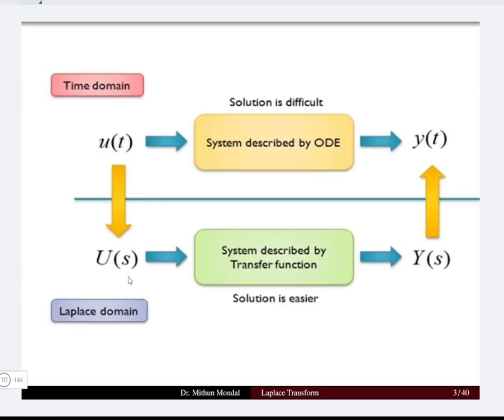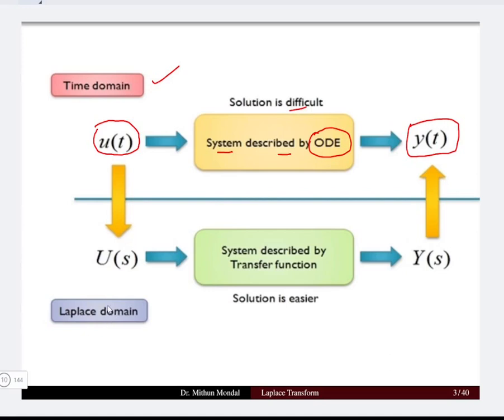Now through this flowchart, let us try to understand what is the advantage of Laplace transform. So when we have any RLC network which is to be solved in the time domain, then the system is given an input which is given by u of t, and the output is obtained as y of t. So the system is basically described by the first order differential equation, or the second order differential equation, otherwise known as ordinary differential equation, which is difficult to solve because it involves the integral differential equation.